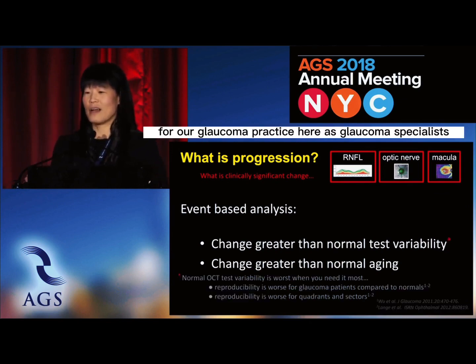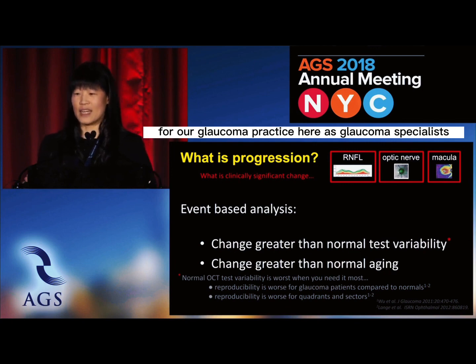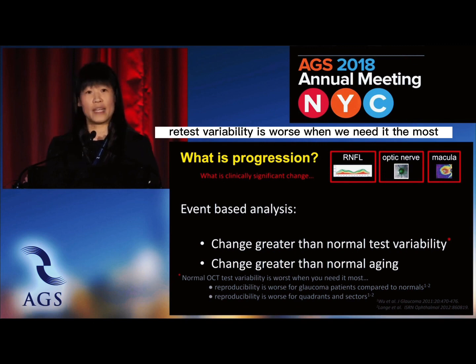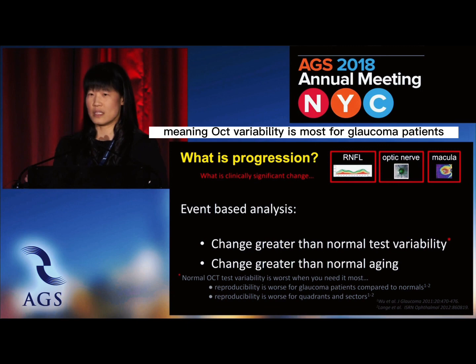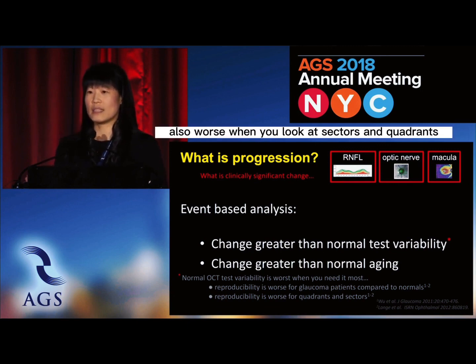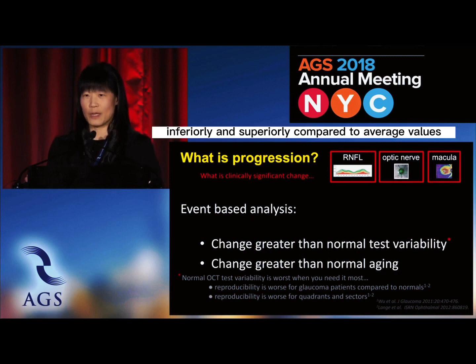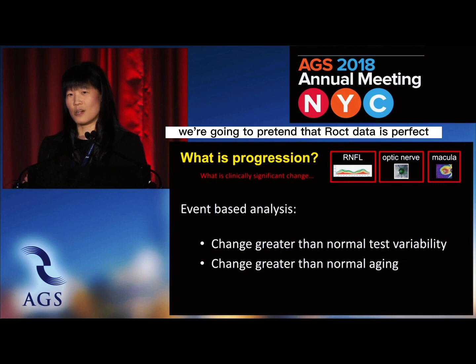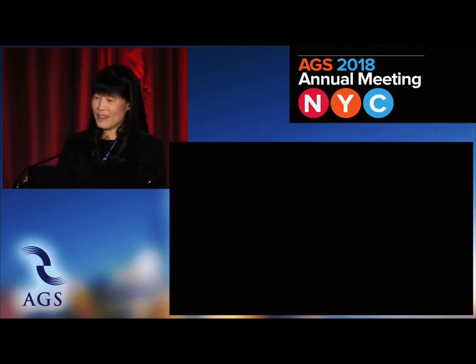And sadly enough for our glaucoma practice, as glaucoma specialists, the normal OCT retest variability is worse when we need it the most, meaning OCT variability is greatest for glaucoma patients compared to normal patients, and unfortunately also worse when you look at sectors and quadrants inferiorly and superiorly compared to average values. But for the sake of this talk, we're going to pretend that our OCT data is perfect.